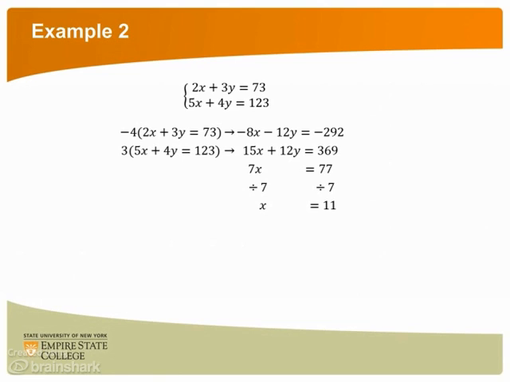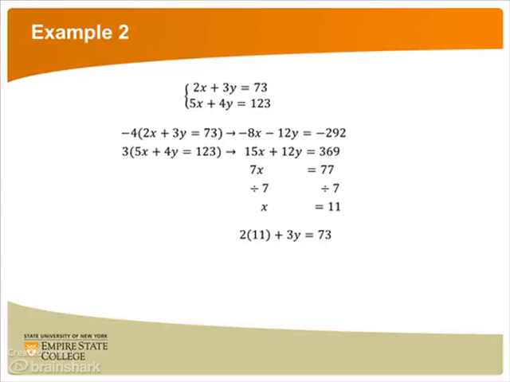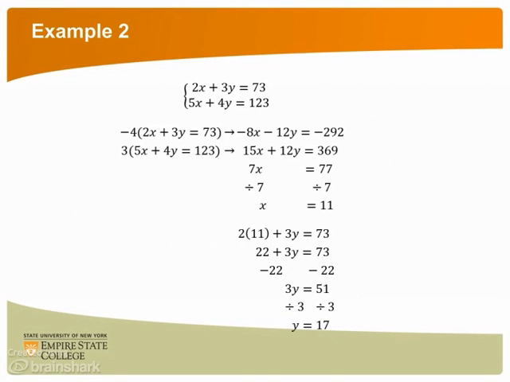So we plug the 11 in for x in the first equation. We have 2 times 11 plus 3y equals 73. Multiplying, we are left with 22 plus 3y equals 73. Subtract 22 from both sides. 3y equals 51. Divide both sides by 3. So y equals 17.